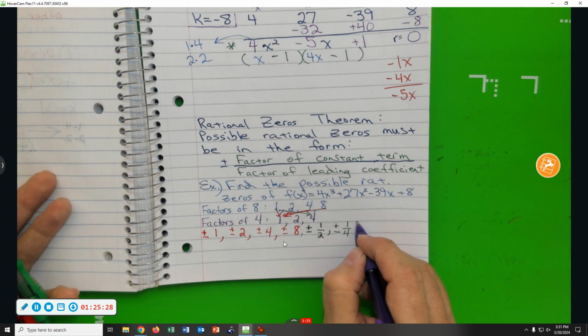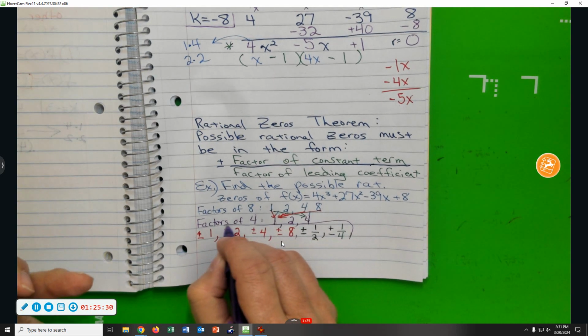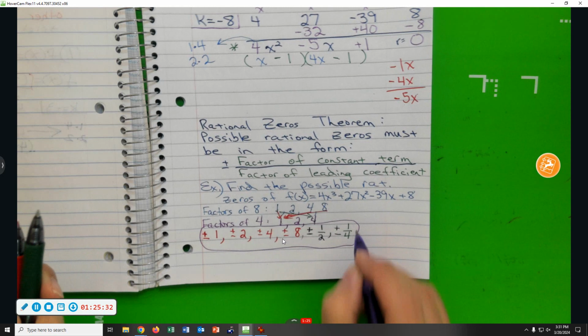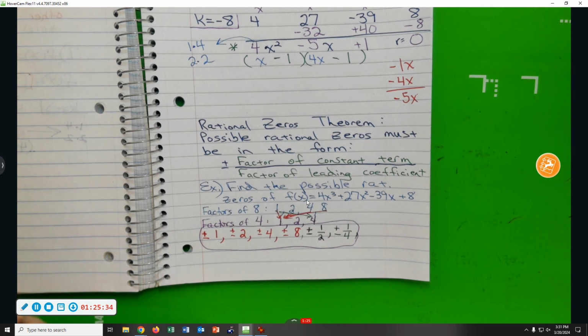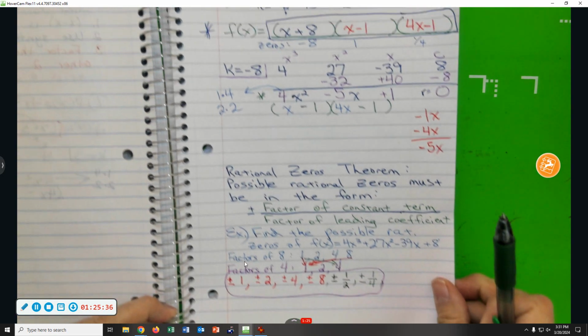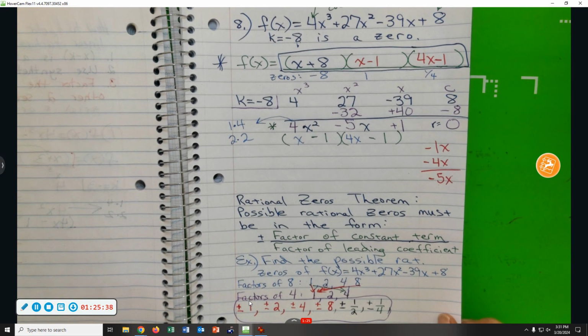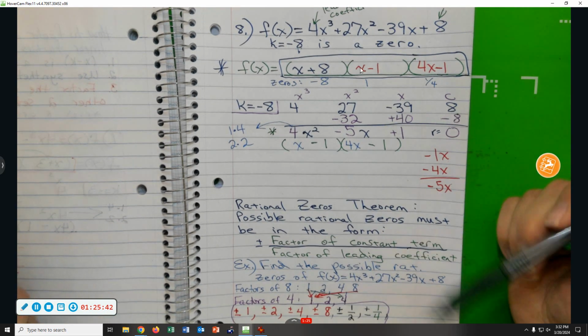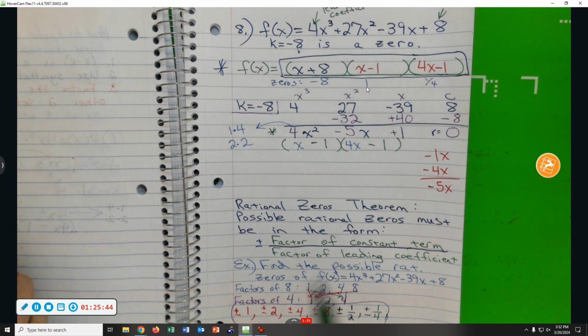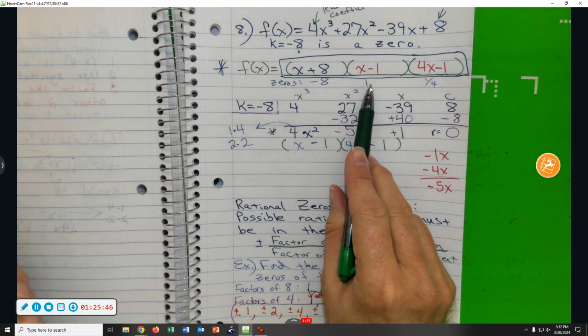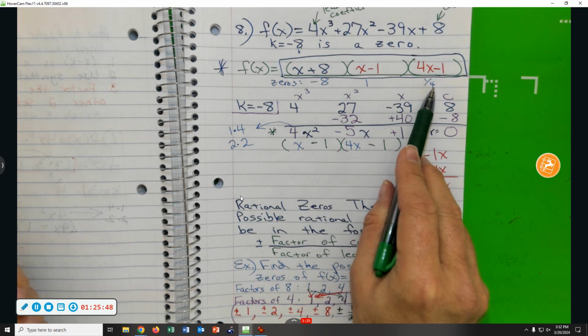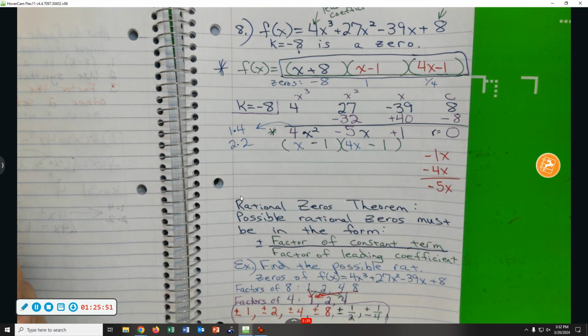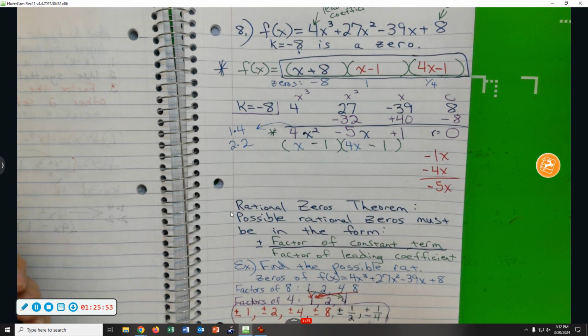In this case, there's only 12 possible zeros. If they hadn't told you a zero, you'd start off with 1. Does it make it equal 0? If so, then use synthetic division. And we would have gotten lucky. Was 1 a 0? Yeah. There it was. But we also said 1/4 was a 0. Is it listed here? Yeah, positive and negative 1/4.